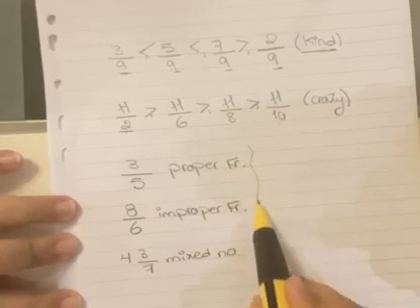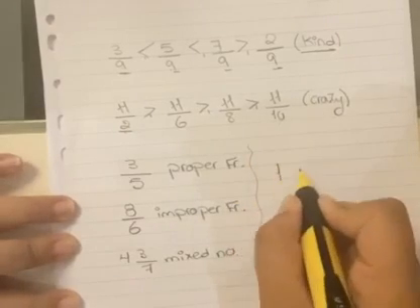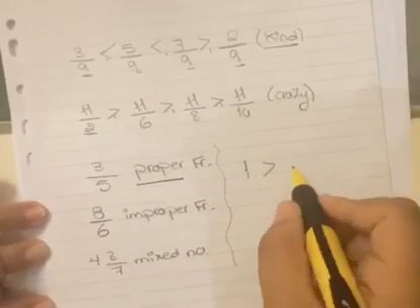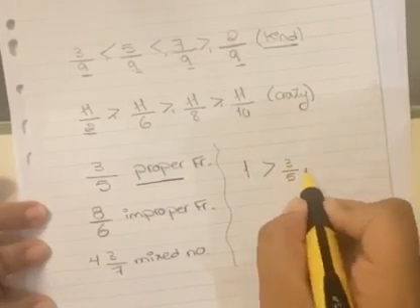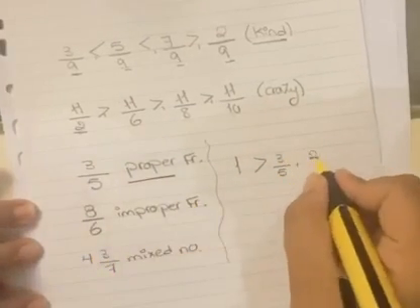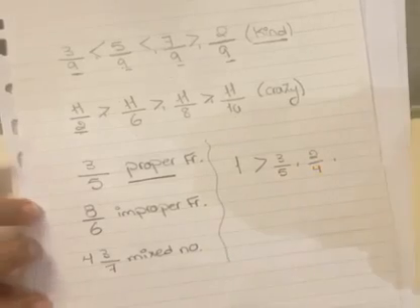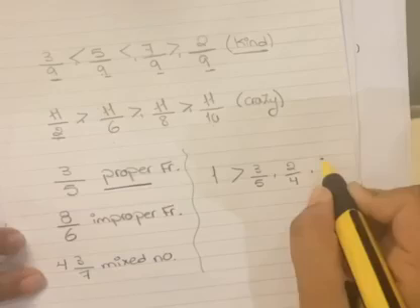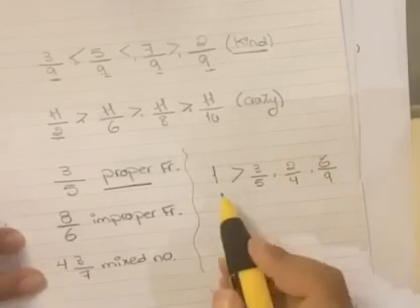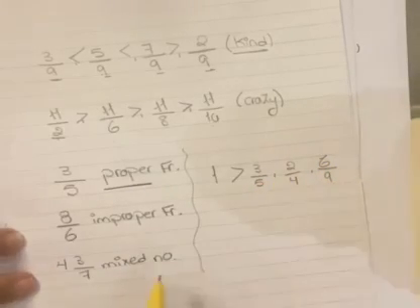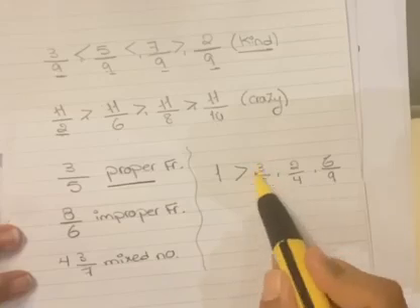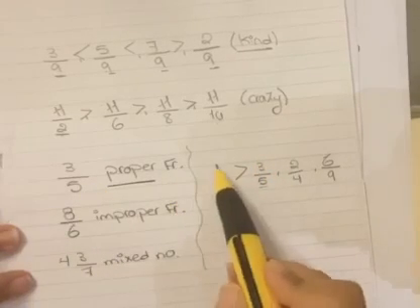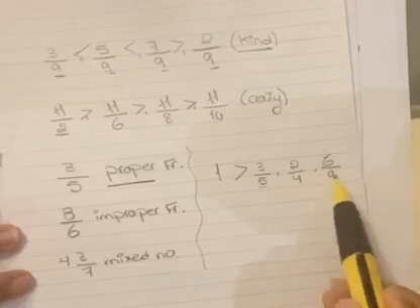Okay. 1 is bigger than any proper fraction. 1 is bigger than 3 over 5. 1 is bigger than 2 over 4. 1 is bigger than 6 over 9. 1 is bigger than any proper fraction. What's the meaning of proper fraction? That the numerator is smaller than the denominator. This is called proper fraction. 1 is bigger than any proper fraction.